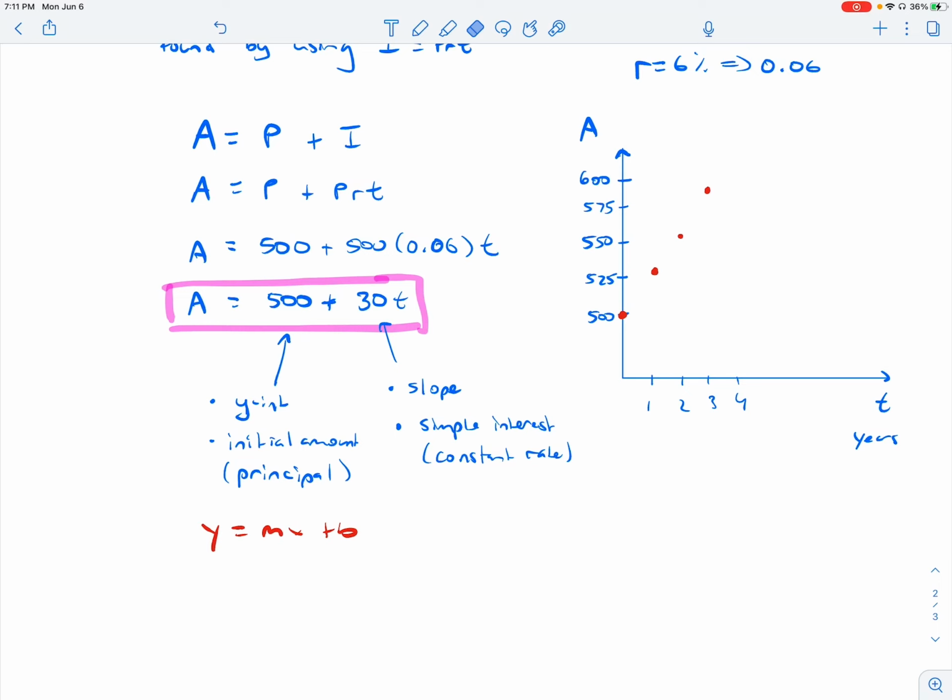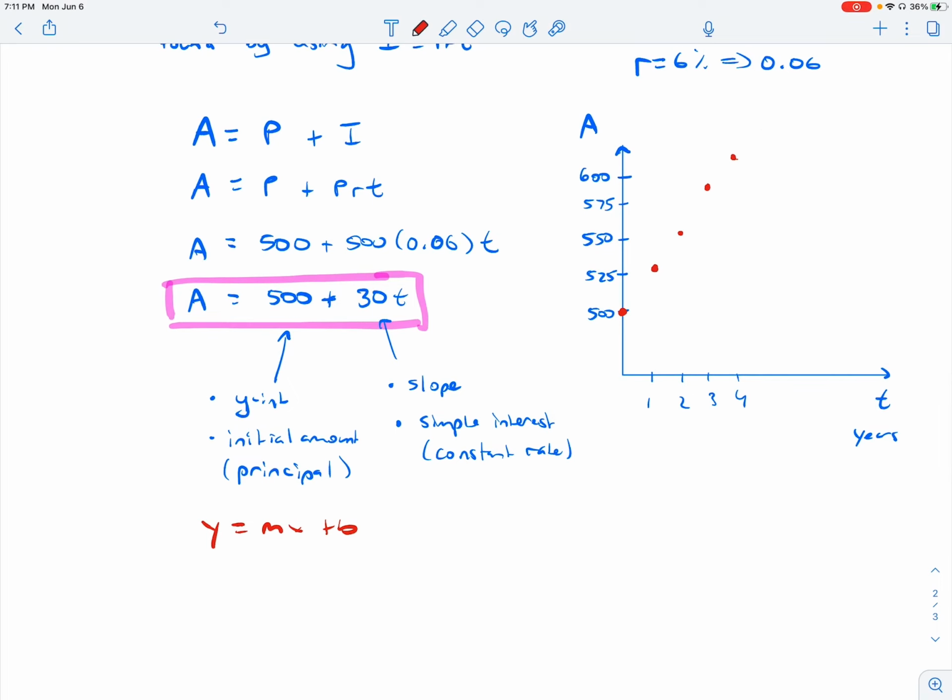And then at 4 years, it'd be 120. We'd actually be all the way up at like 620, which would be about right there. So this makes a nice linear relationship. Okay, we can say the amount, if I write it as an equation, I would write 30t plus 500. Looks like my linear equation.